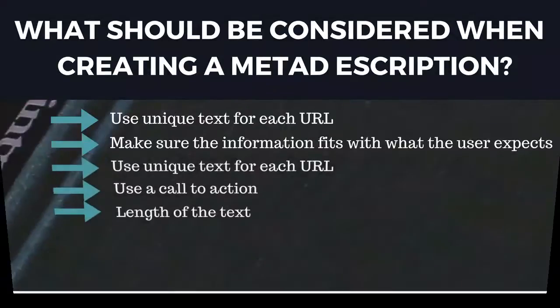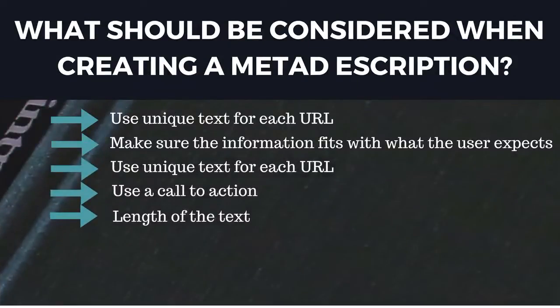Now the question is, what should be considered when creating a meta description? Here are some tips. Use unique text for each URL. Make sure the information fits with what the user expects to find when he gets to the website. Otherwise you will have a high bounce rate. Use a call to action. Make sure the length of the text fits with the number of pixels of all devices.